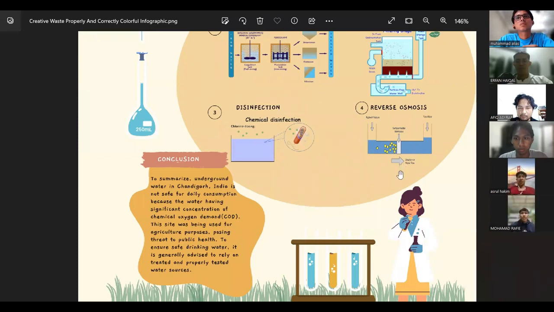And lastly, for conclusion, to summarize, underground water in Chandigarh, India is not safe for daily consumption because the water has a significant concentration of chemical oxygen demand, COD. This site was being used for agriculture purposes, posing a threat to public health. To ensure safe drinking water, it is generally advised to rely on treated and properly tested water sources.